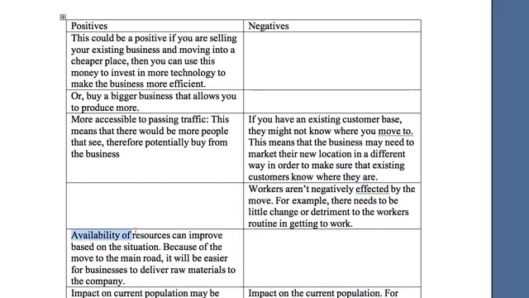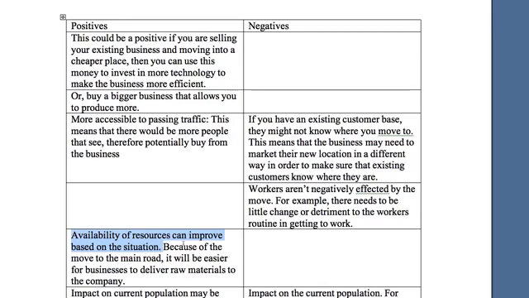You might, however, improve the availability of resources based on the situation. If you were moving to a main road, it would be easier for the business to deliver raw materials to the company. If you are moving into a city or, say, nearer to your suppliers, then that would obviously make it easier for you.